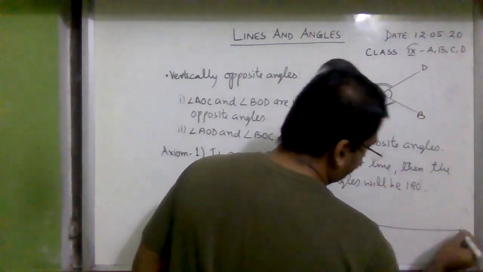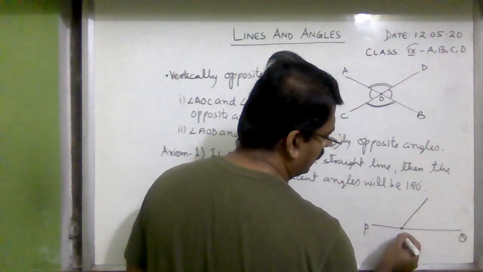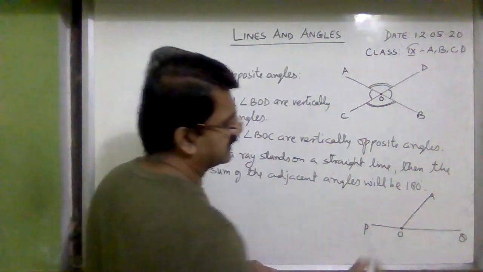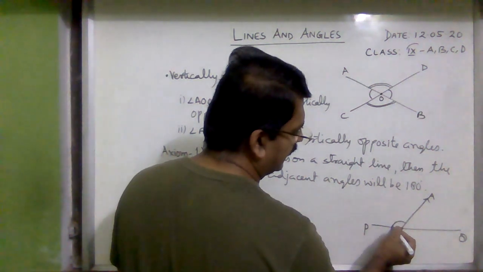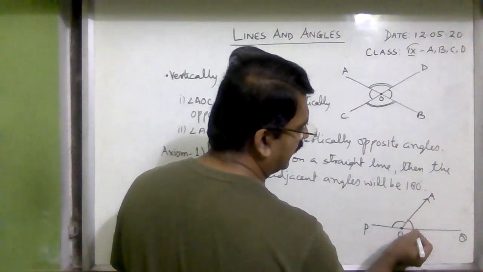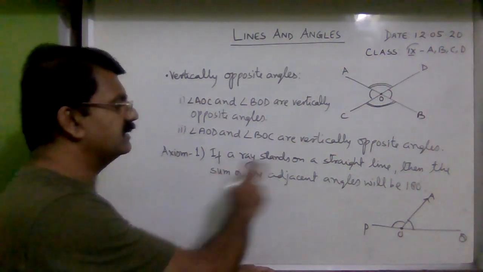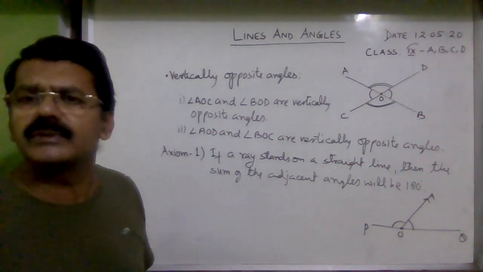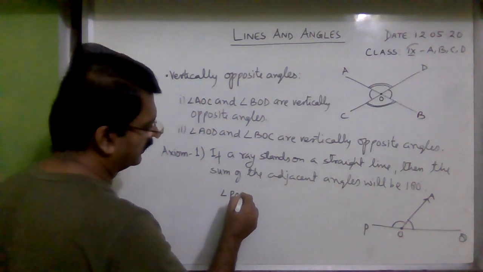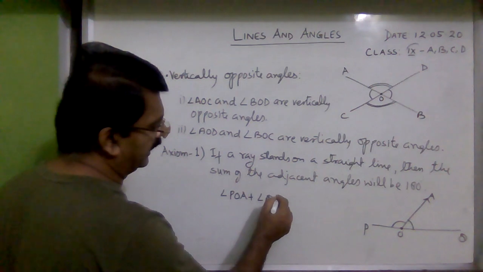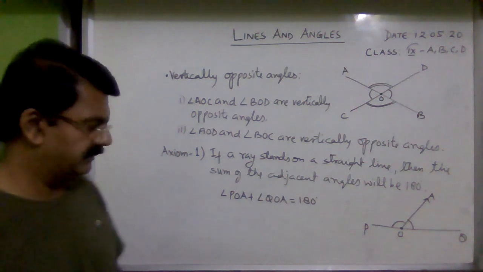Suppose PQ is a straight line and OA is a ray standing on this straight line. Now the adjacent angles will be POA and QOA, and the axiom says their sum will be 180. As POQ is a straight line, no proving is required here. So angle POA plus angle QOA will be equal to 180. That is axiom 1.